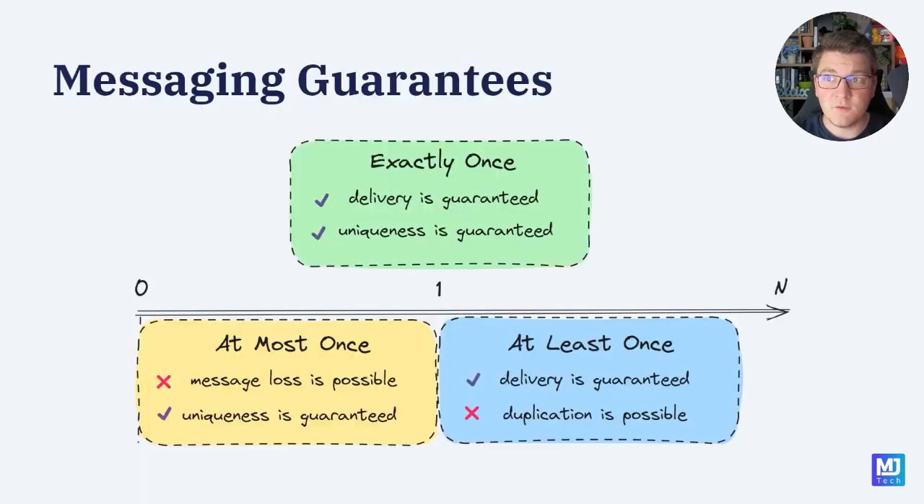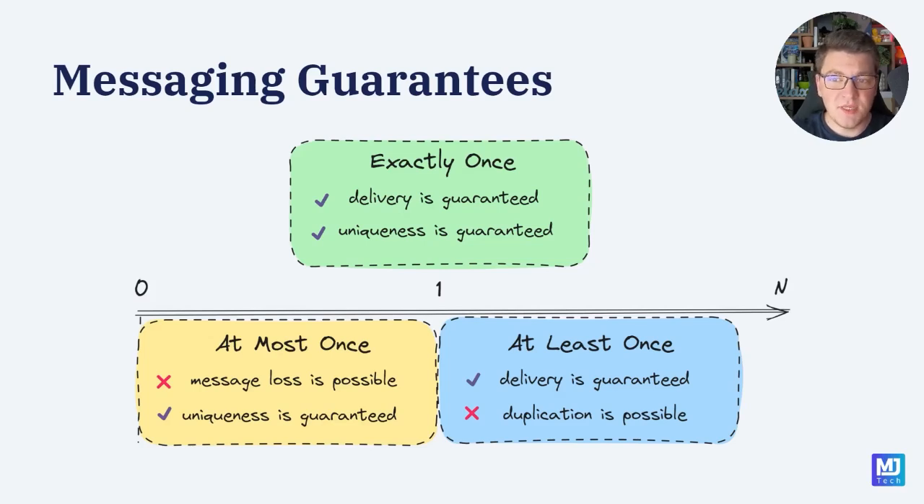There are three types of messaging guarantees or message delivery semantics, and they are at most once, at least once, and exactly once delivery. Let's break down what each of these are and what the implications of supporting these messaging guarantees are. Let's begin our discussion about messaging guarantees with at most once delivery.